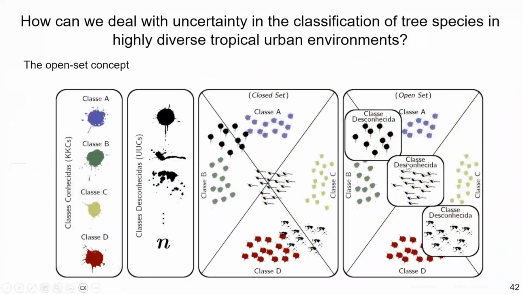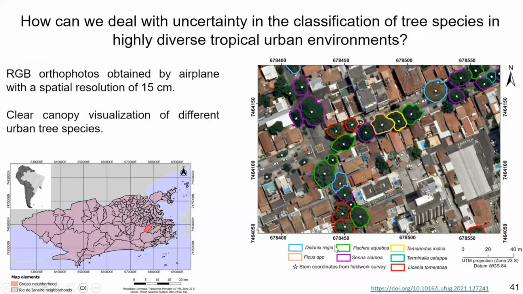Using a standard classification method that we call closed set, the method will classify all the trees in the area according to the training classes. So here we are dealing with 7 species, and the classification method will label all the trees using only 7 classes. But we have more than 100 tree species in the area. Also, how to deal with this uncertainty?